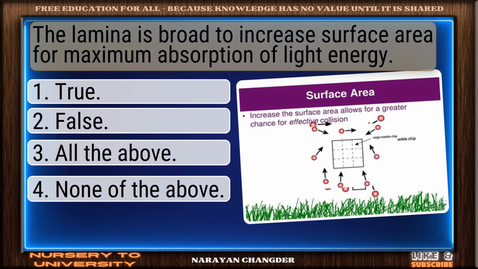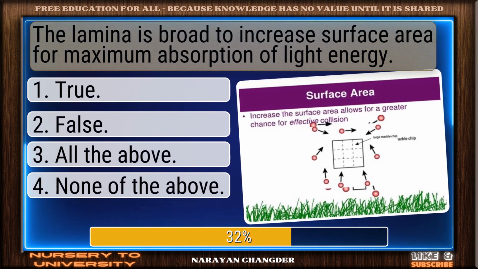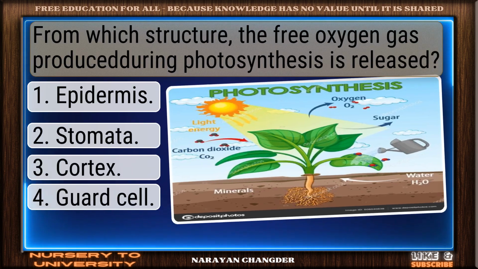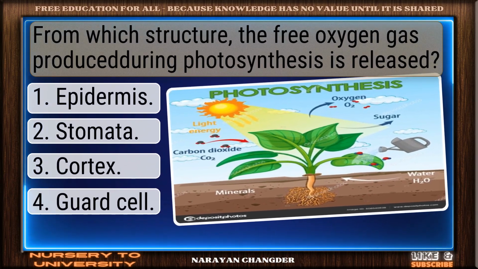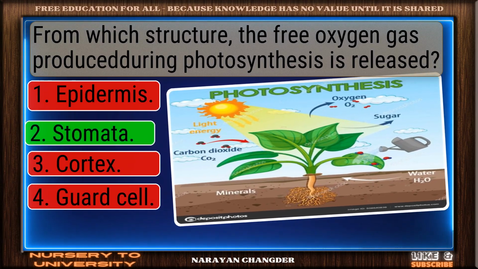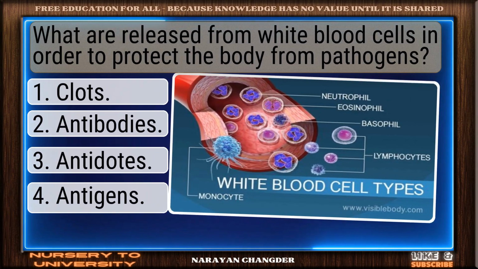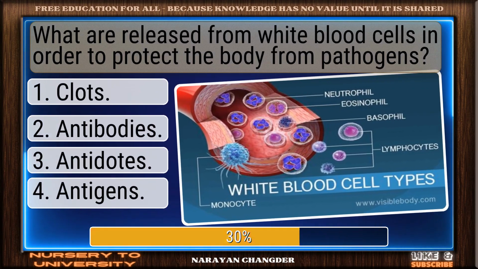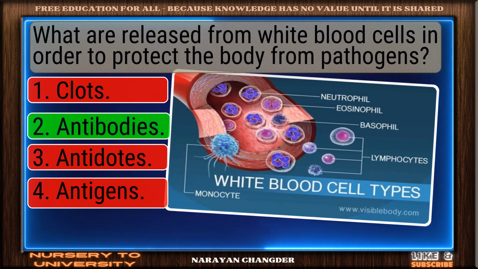The lamina is broad to increase surface area for maximum absorption of light energy. Sharp thinking. True is right. From which structure the free oxygen gas produced during photosynthesis is released? Nice work. Stomata fits perfectly. What are released from white blood cells in order to protect the body from pathogens? Smart pick. Antibodies is correct.